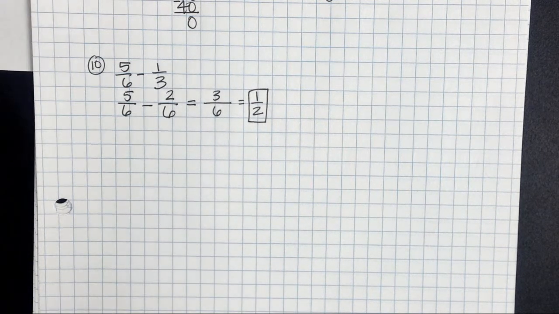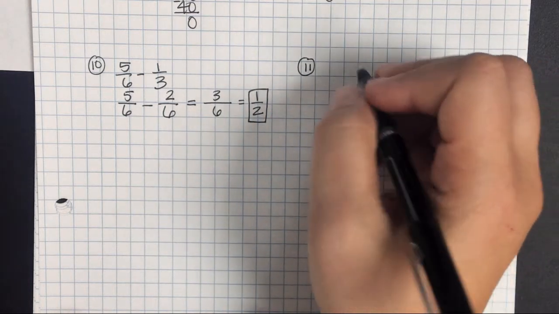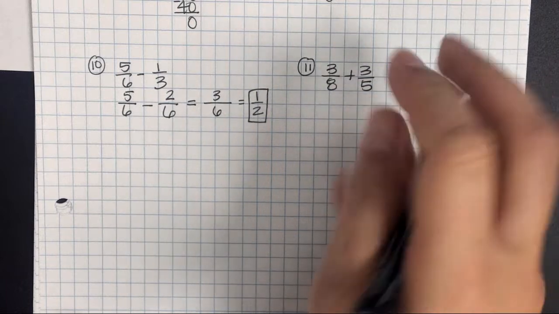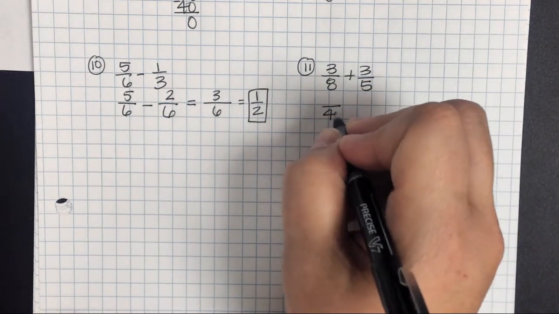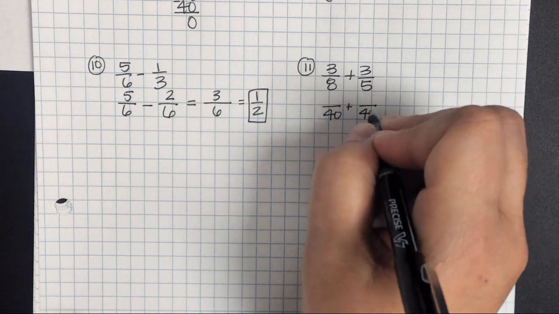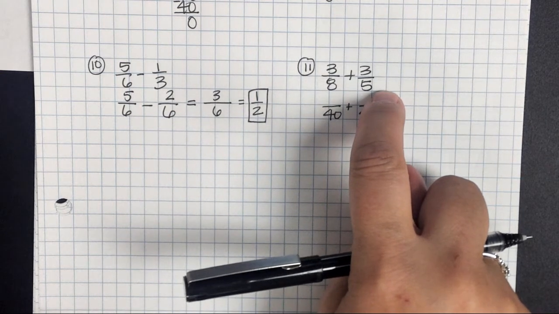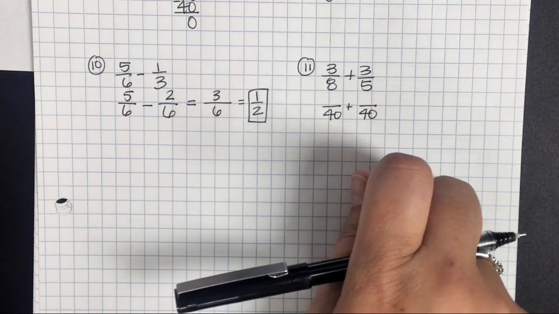Okay? Let's look at number 11. That is 3/8 plus 3/5. What's my least common multiple between 8 and 5? 40. There's not a number that we would get to before 40 because if it's divisible by 5, it has to end in 5 or 0. The only one we would get to first would be 40.